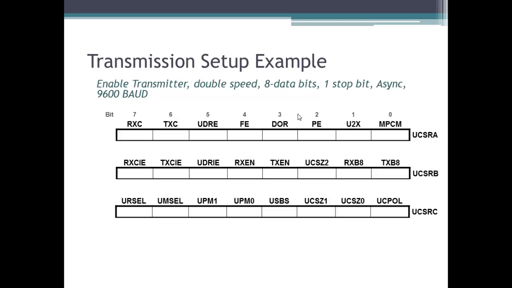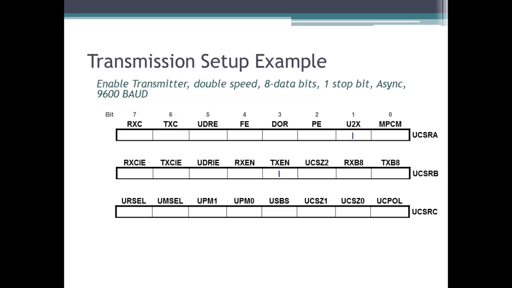This example will go through the value you would load into each of these registers. So first, let's talk about enabling the transmitter. Remember, that's done by setting the TXEN bit high, which sits in UCSRB. So we write a 1 to TXEN. Now, if I want to use double speed mode, remember I write a 1 to the U2X.